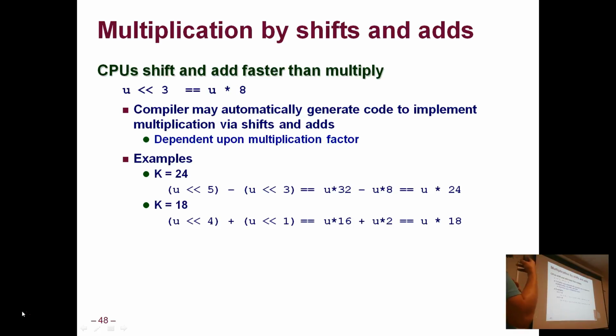Okay. And so for the exam, you're going to be doing this for arbitrary k that are sort of reasonable. So you look for powers of 2, like 18. Well, that's close to 16. So you start with u shifted left by 4. That gets you 16. And then you have to add u shifted left by 1, which is 2 times u, which gets you 18. Okay. Any questions about this? All right.